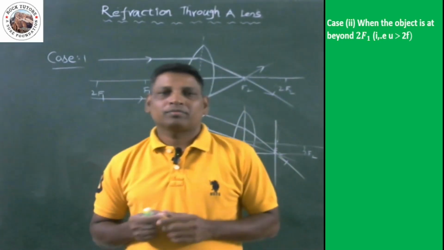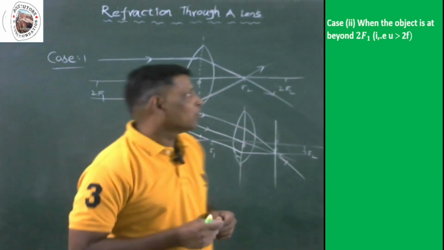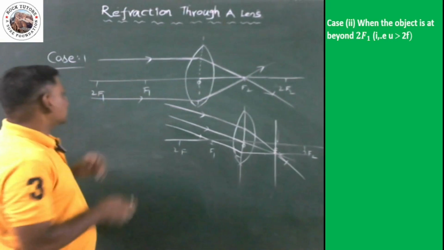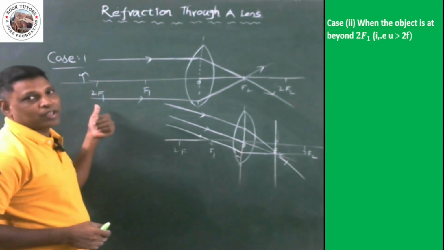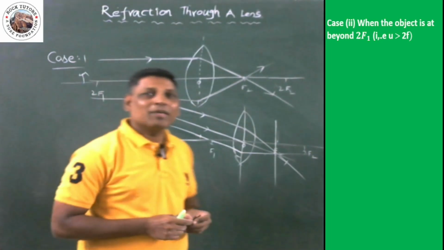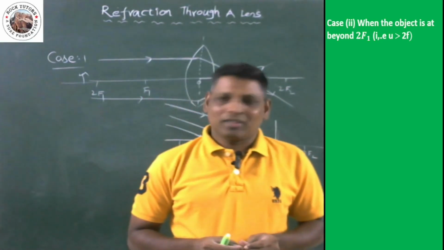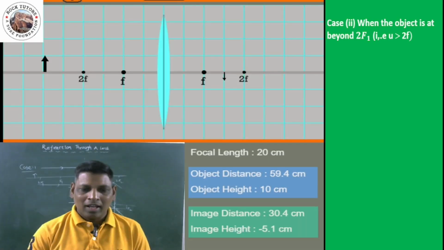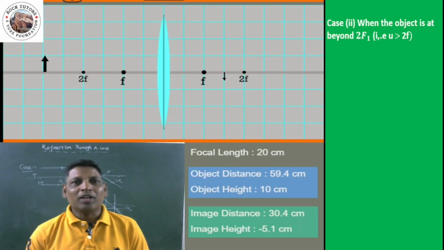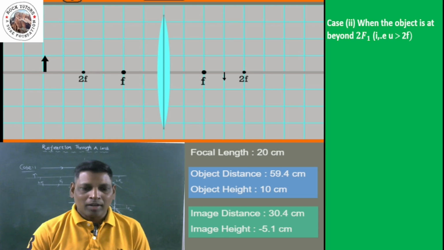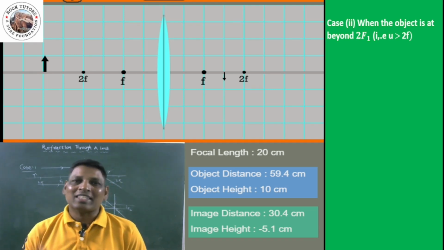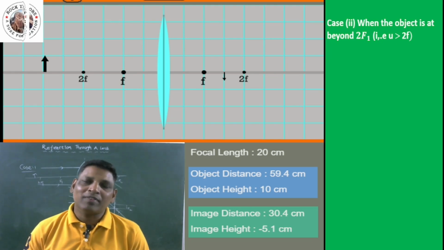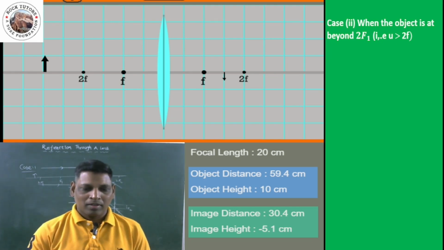Case 2, when I keep the object beyond 2F1, then how the image will be formed, we'll see now. I kept this object beyond 2F1, and I'm taking a ray parallel to the principal axis. You know that a ray parallel to the principal axis, after refraction, will pass through the focus.